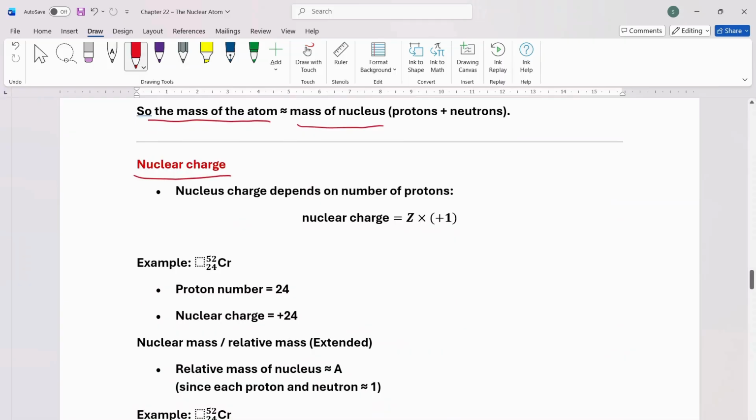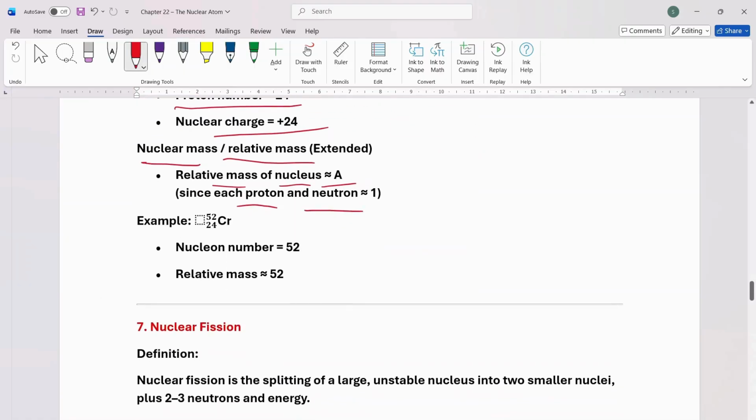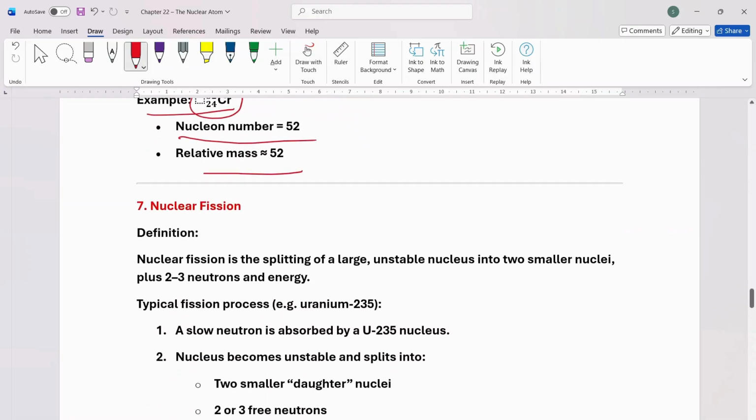Now let's discuss nuclear charge. Nuclear charge depends on the number of protons. Nuclear charge is equal to Z times plus 1. For example, in chromium, the proton number is 24 and the nuclear charge is plus 24. Nuclear mass: the relative mass of a nucleus is approximately equal to A, since each proton and neutron is approximately equal to 1. Example, chromium has nucleon number 52 and relative mass also equivalent to 52.